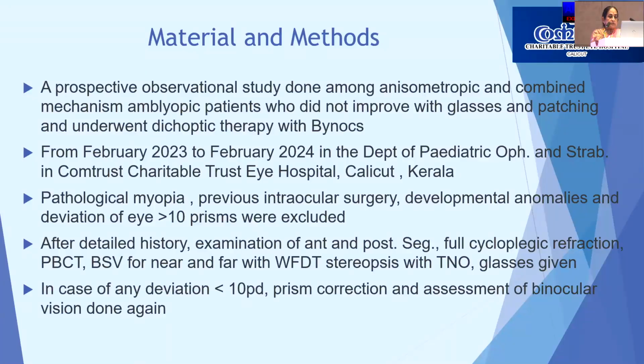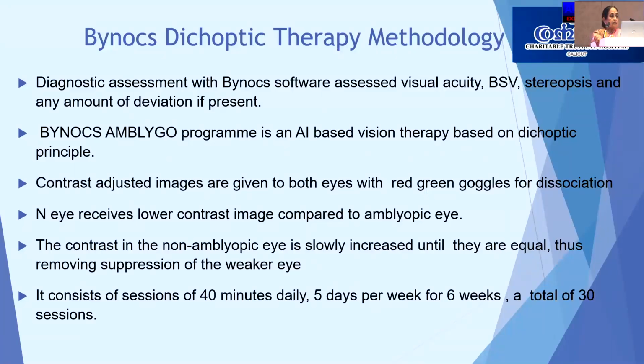Pathological myopia, previous intraocular surgery, developmental anomalies and deviation more than 10 prisms were excluded after a detailed history and examination of the anterior and posterior segment, and looking for binocular vision and stereopsis with TNO. Glasses were given and patching done. In case of any deviation less than 10 prisms, prism correction and assessment of binocular vision was done again. In the Binox dichoptic therapy methodology, a diagnostic assessment is done with the Binox software, with visual acuity, binocular single vision, and stereopsis. Any amount of deviation was also noted.